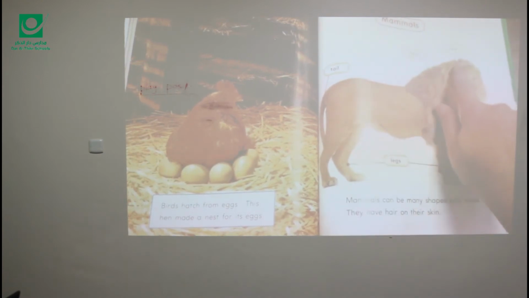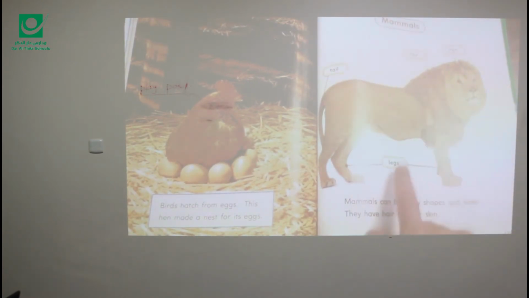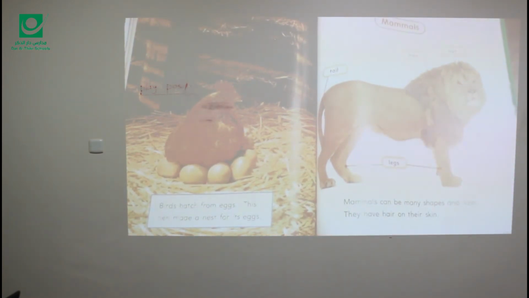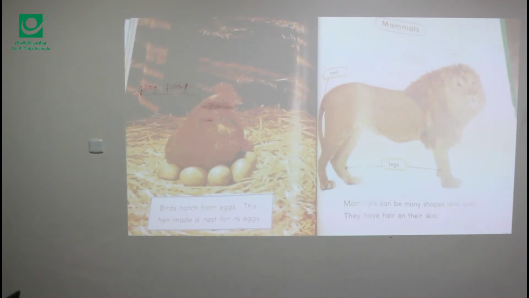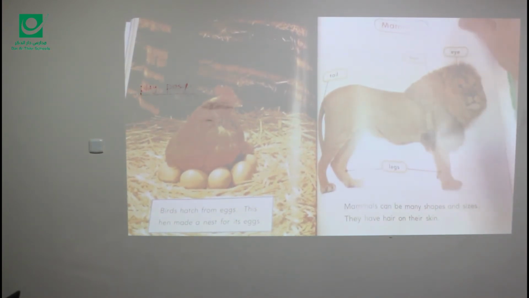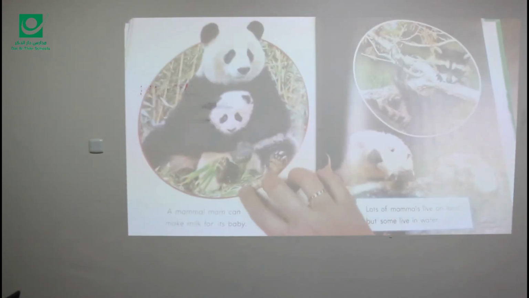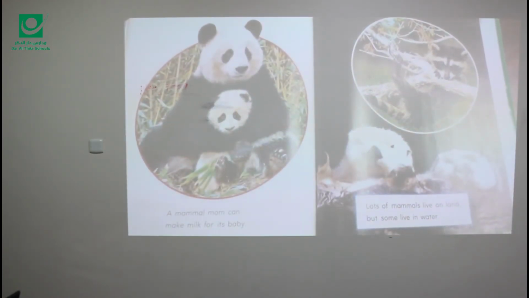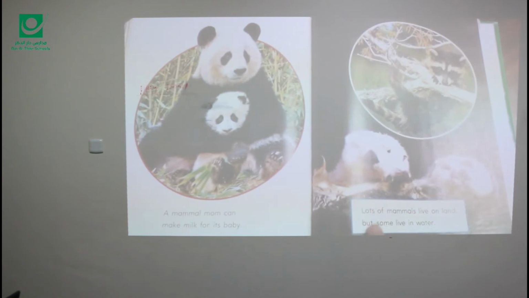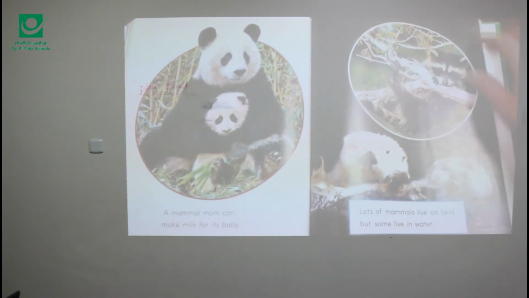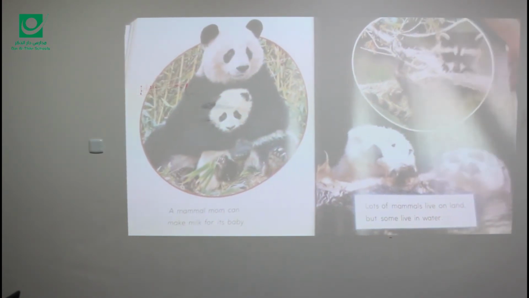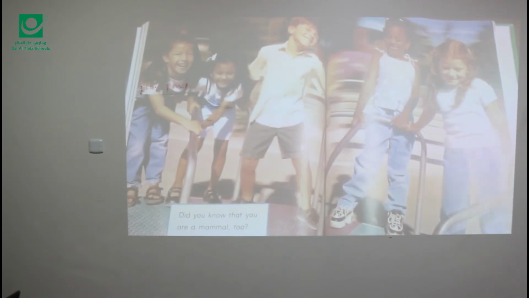Mammals. Eyes, hair, tail, legs. Mammals can be many shapes and sizes. They have hair on their skin, just like we do. A mammal mom can make milk for its baby. Lots of mammals live on land, but some live in water. Did you know that you are a mammal too?